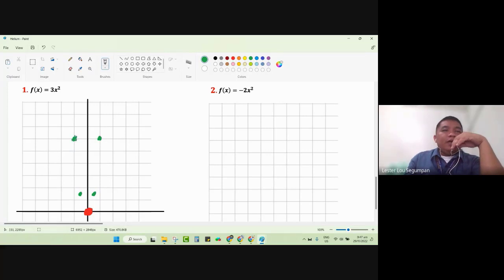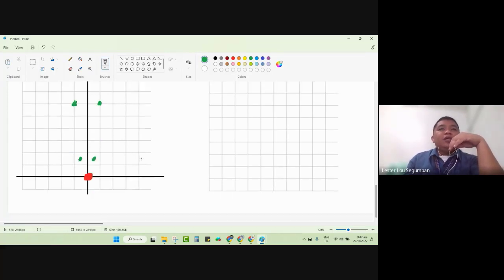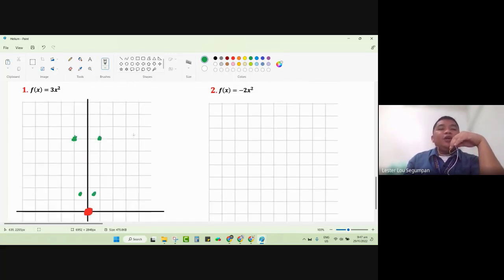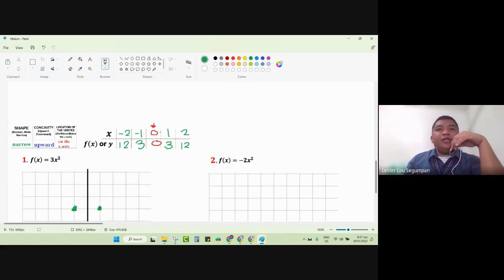And the graph should look like a curve that will connect all of these 5 representative points. But we could still have more. If you're going to choose another point here, 3, negative 3, and so on and so forth, you could pick more. But 5 is already okay for a parabola.